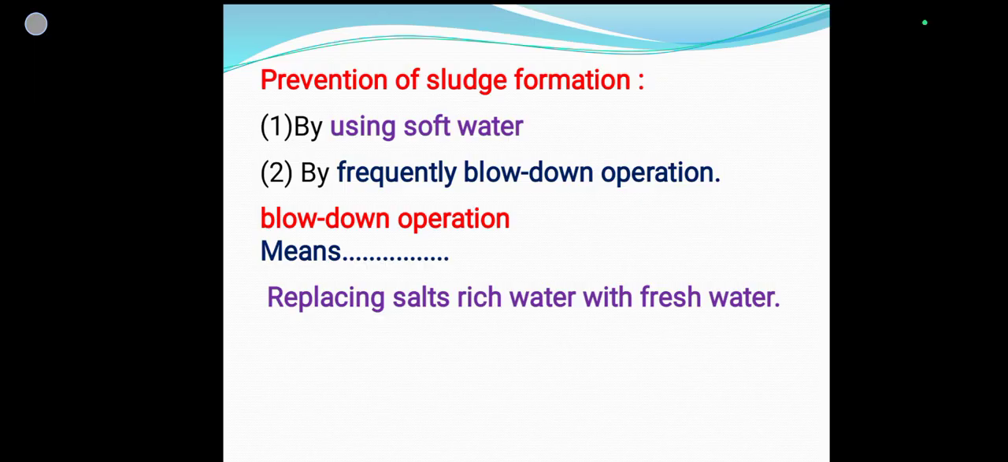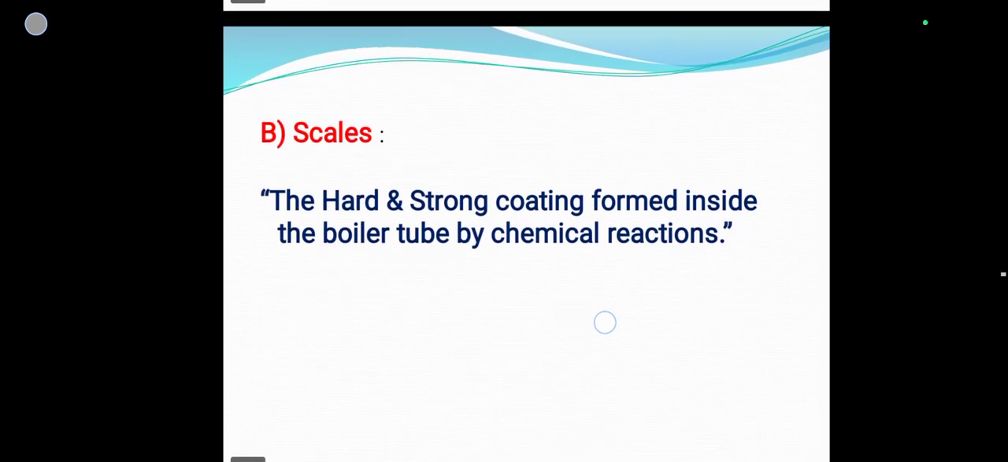Blowdown operation means replacing salts rich water with fresh water, because once you get the idea that the level of water has decreased, or is decreasing, and there might be a chance of precipitation of salts, at that time you have to carry out blowdown operation. You have to remove that salty water and add fresh new water in the boiler. So in this way you can use these two techniques to prevent sludge. First, simply use soft water, and second, carry out frequent blowdown operation.